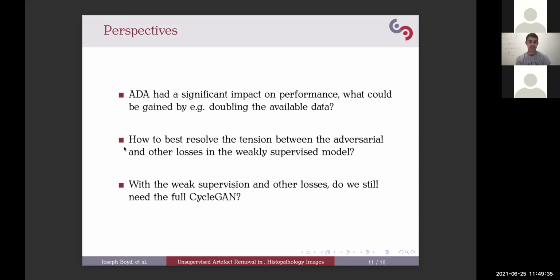The next question that we're interested in is how to resolve this tension between the adversarial training and the other auxiliary tasks, because there's a certain tension between them. And it actually brings us to a final question, which we intend to endeavor to answer. And that is, do we actually need the full CycleGAN anymore? Or have we now outgrown it with this weak supervision?